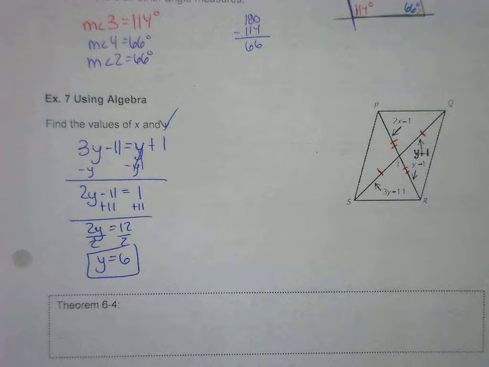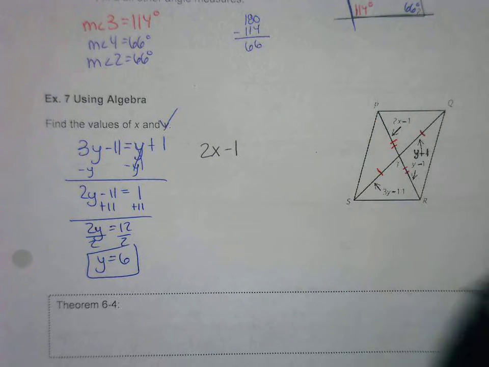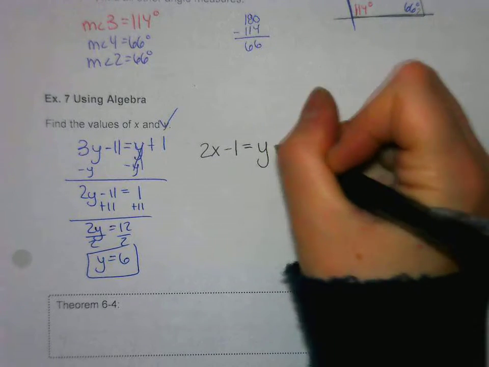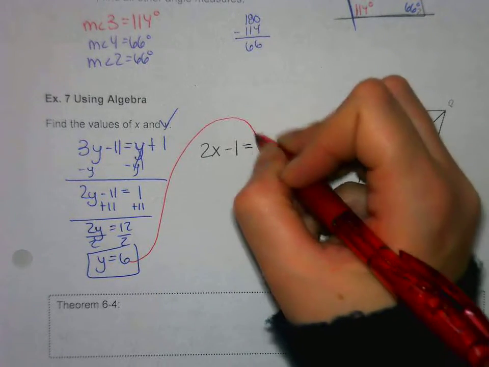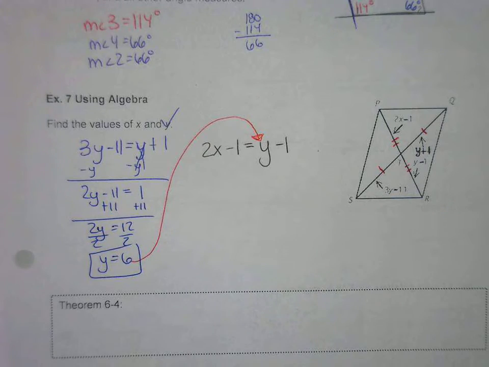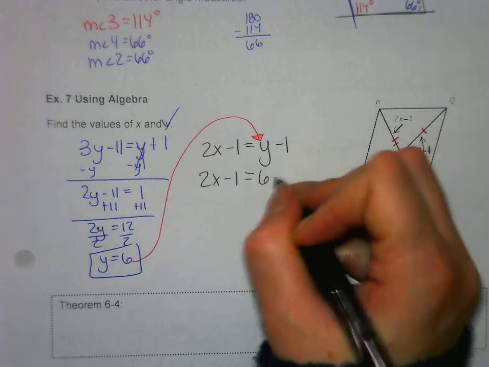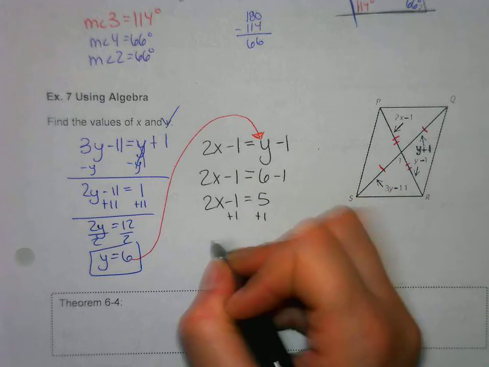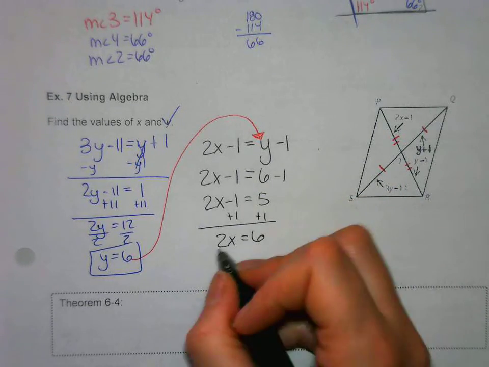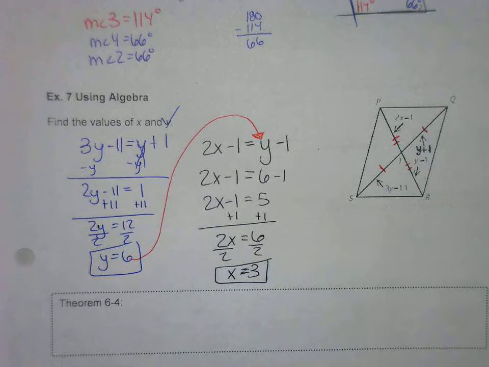So then next, I want to find my x value. So I'm going to deal with my other diagonal that's being bisected. So 2x minus 1 equals y minus 1. We just found out that y equaled 6, so I'm going to substitute 6 in for my y. So I have 2x minus 1 equals 6 minus 1, and I know 6 minus 1 is 5. So if I add 1 to both sides, get 2x equals 6, divide by 2, x will equal 3.